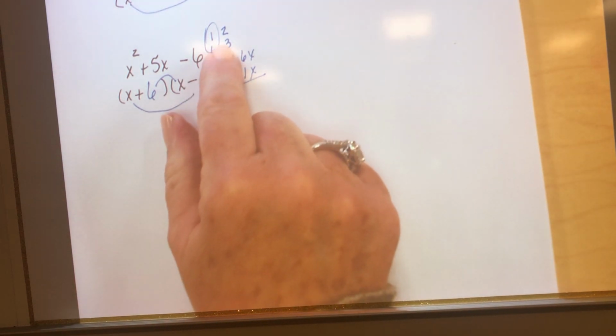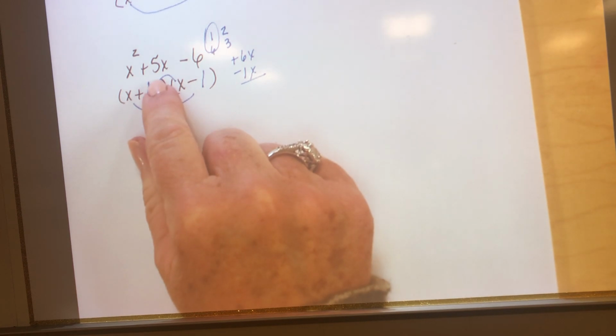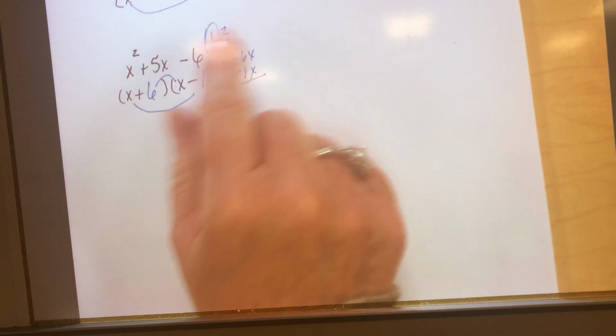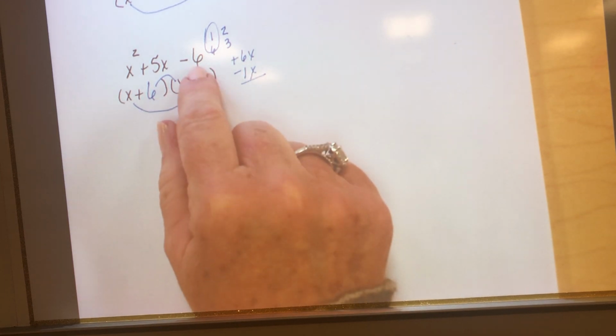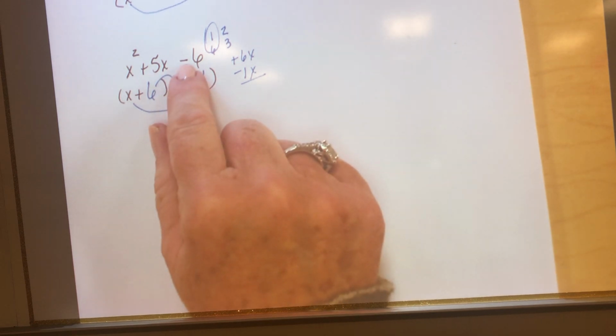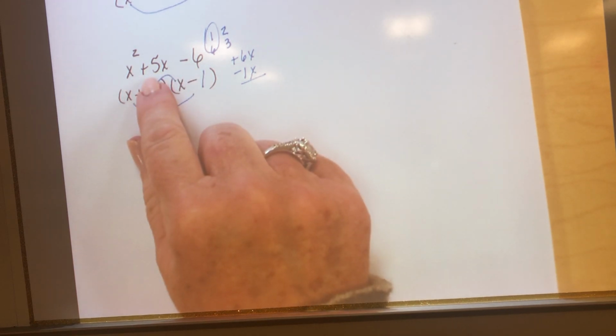Why? Because what do you know about 2 and 3? They add to be 5, okay? So some kids, their brain's gonna go, oh, 2 and 3 make 5, and they're gonna put them there. They do make 6 when they're multiplied, but when they're subtracted, they give you that 1. They don't make 5, they make 1.